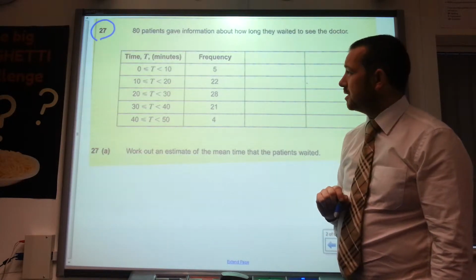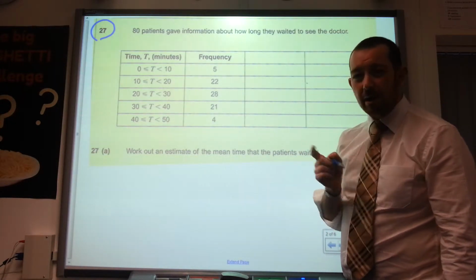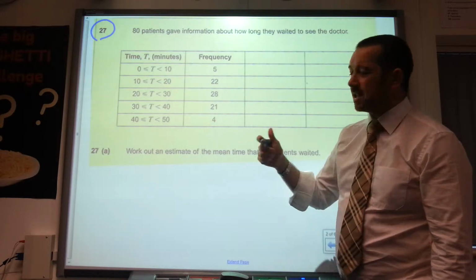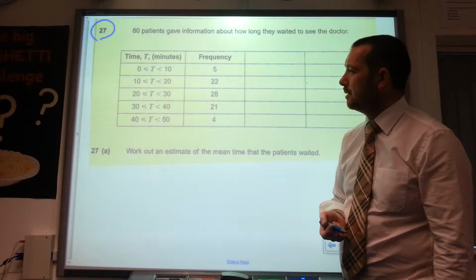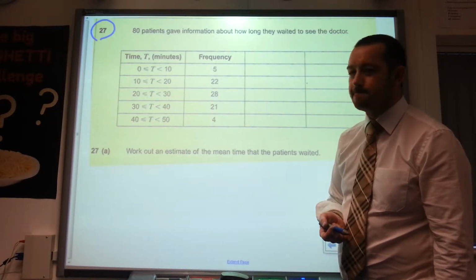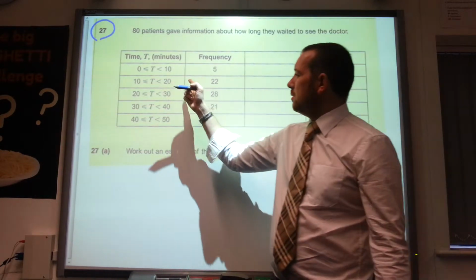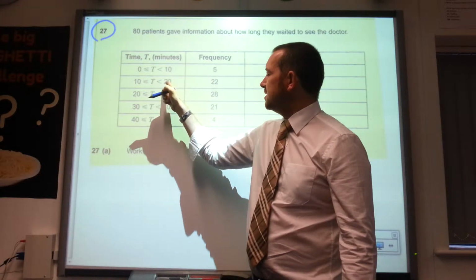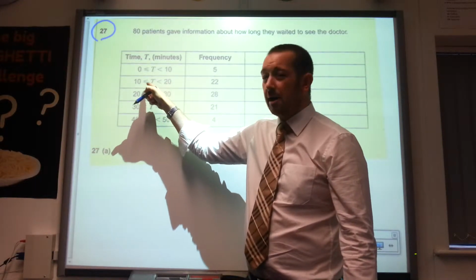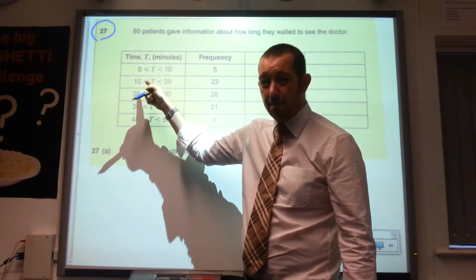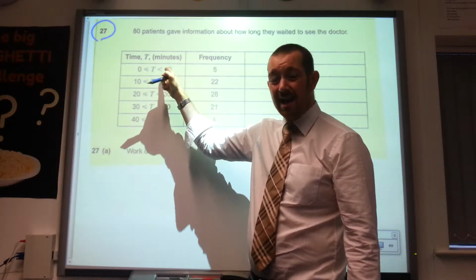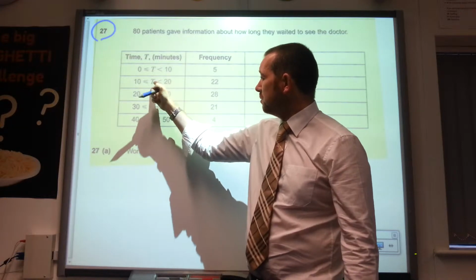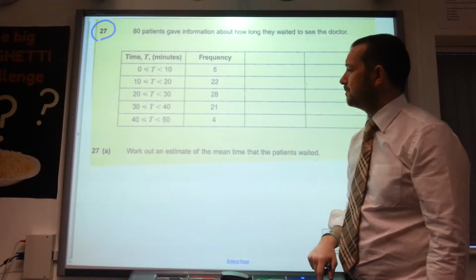Now this is an important note to think about. If I waited for 10 minutes, which category would I go in? I would actually go in this category here, 10 to 20, because that little extra line underneath means that it can be 10 minutes. That one hasn't got a line underneath it. That's telling me it has to be less than 10 minutes. So I would go in that one there. Just look out for those extra lines.